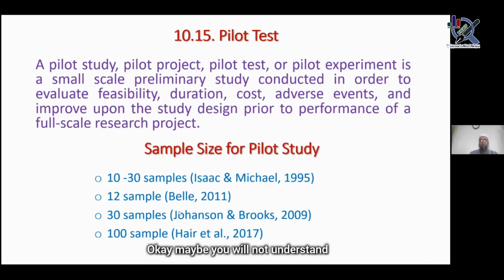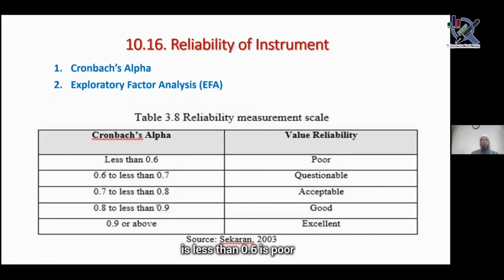Maybe you will not understand what exploratory factor analysis is now. If you are developing your questionnaire on your own, or you take some items from one author and some items from another author for measuring the same variable, in that case it is better to collect 100 samples. So for Cronbach alpha, less than 0.6 is poor, 0.6 to 0.7 is questionable, 0.7 to 0.8 is acceptable, 0.8 to 0.9 is good, and 0.9 or above is excellent, according to Uma Sekaran. And okay.